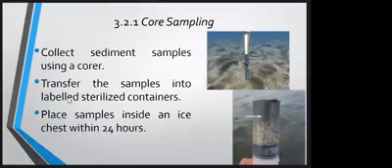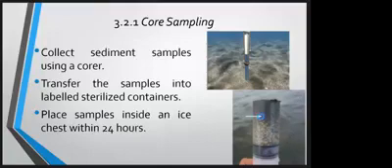So another is to transfer the samples into labeled sterilized containers. So after sampling, after collecting sediments, you have to transfer them, and then place the samples inside an ice chest within 24 hours to, of course, preserve the sediment so that you will be able to know what particular species you have captured in your core sampling. So you put it on ice to preserve the species, the benthic communities that can be seen in this core sampling.